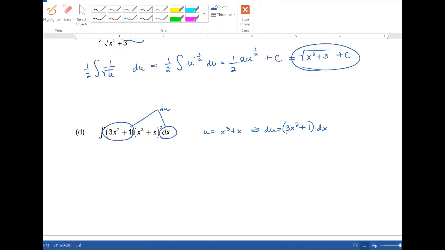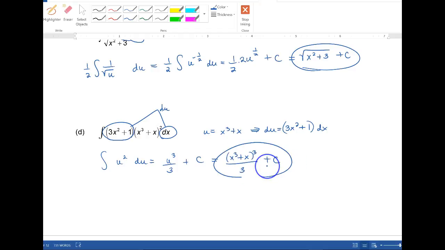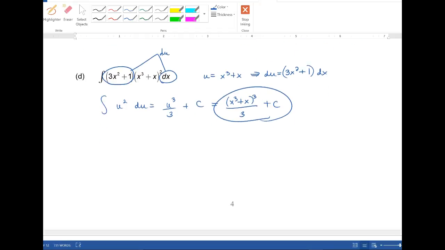That's my du. So this one I just have u squared du. So I'll get u to the 3rd over 3 plus c. So x cubed plus x to the 3rd over 3 plus c.